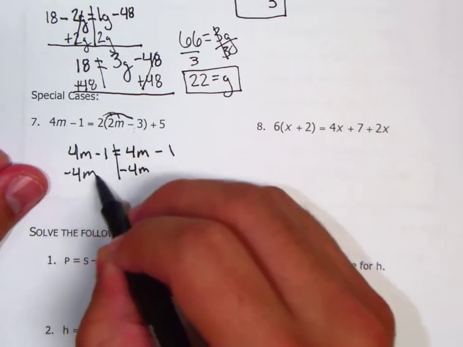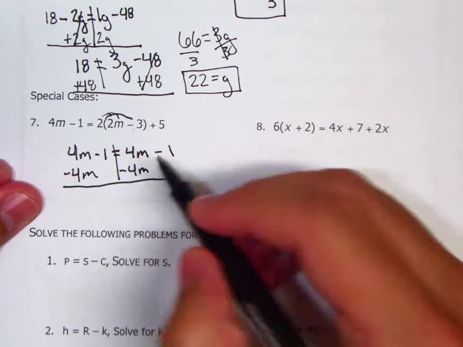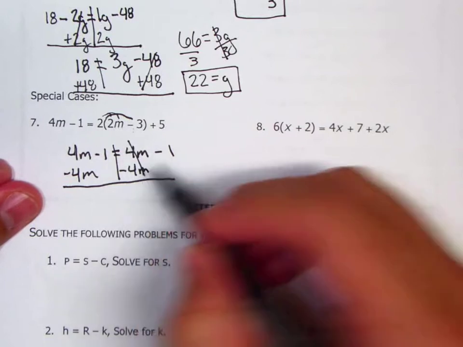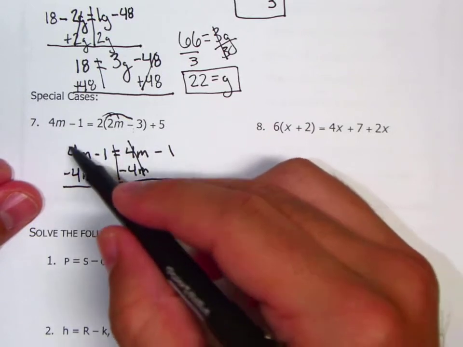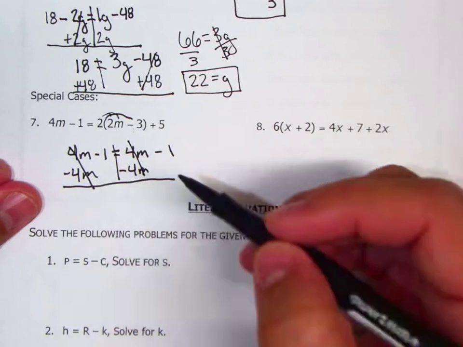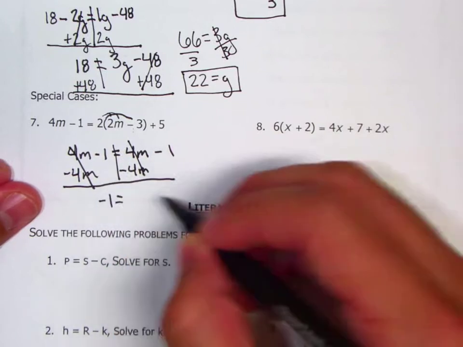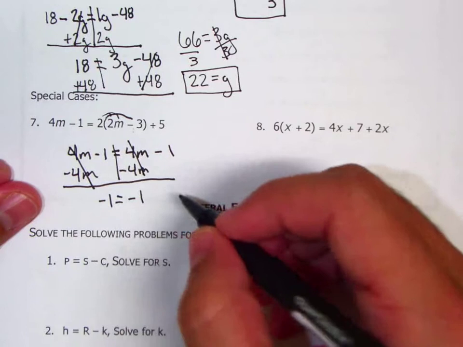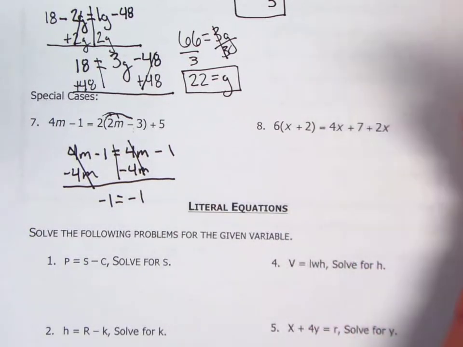So since it's positive, I'm going to subtract 4m. And you go like this, and you're like, okay, this cancels. Well, wait a minute. This cancels too. What the heck? And so the minus 1 comes down, and the minus 1 comes down, and now you're left with negative 1 equals negative 1. I no longer have any more variables.